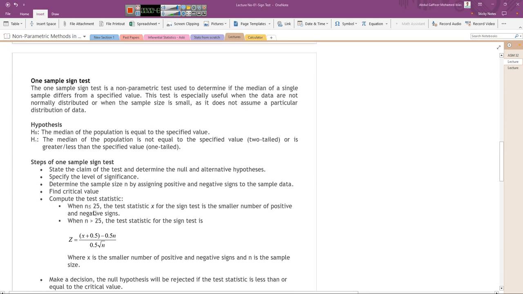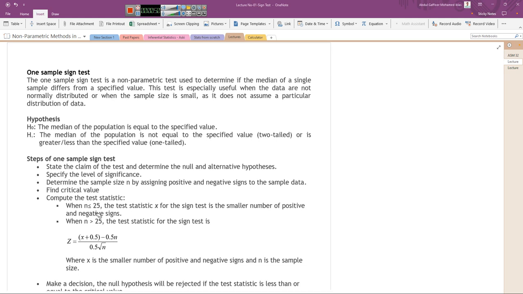The one sample sign test is a non-parametric test used to determine if the median of a single sample differs from a specified value. This is a very important point: in our parametric methods we compared the mean, but here we will compare the median, and we will denote the median using the Greek letter eta.